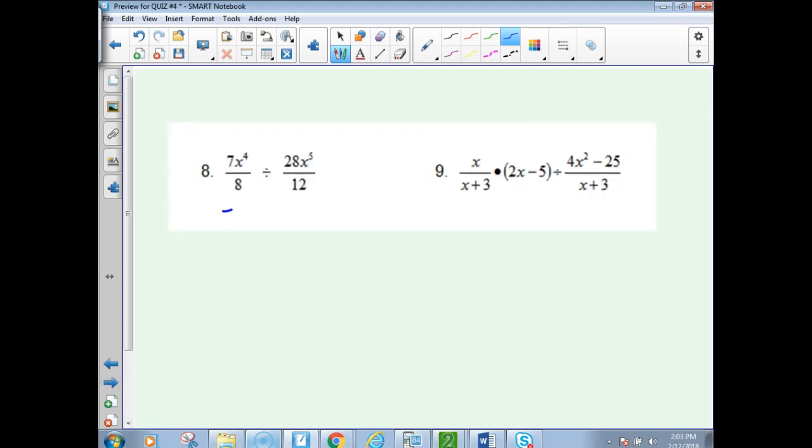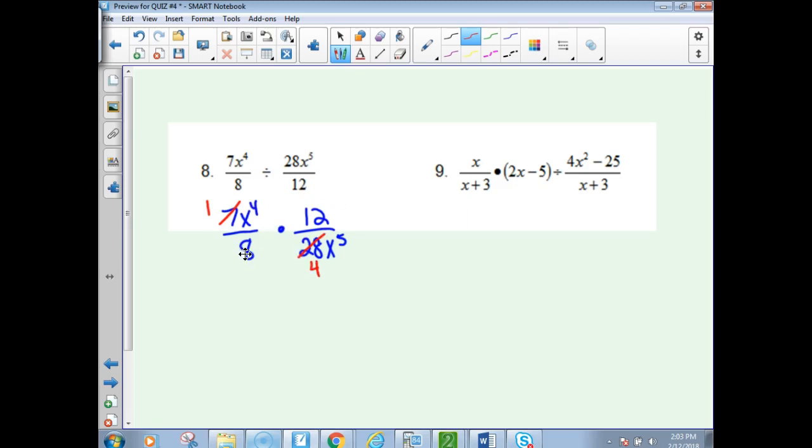Number 8, rewrite the first fraction. It's a division problem. Change divide to multiply by the reciprocal. I flip over the second fraction. Then I start looking for any cross cancellation. 7 goes into 7 once and into 28 4 times.